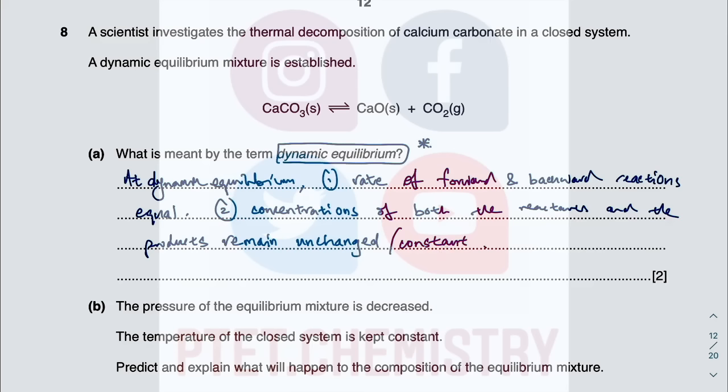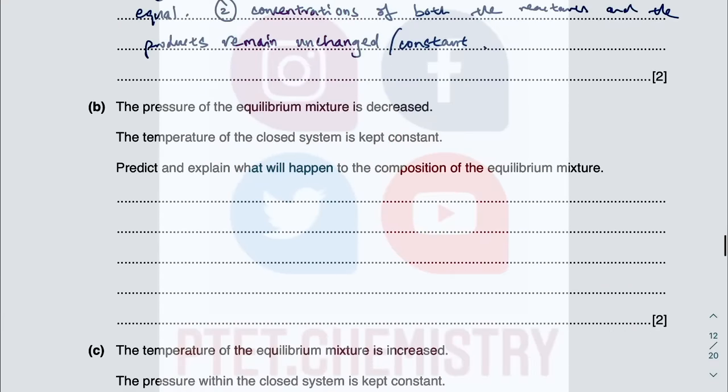Because most people thought, oh, equal what? Equal rate of forward and backward reaction. The concentration of the reactant and product might be equal. I say might be equal, but not always. So what happens always is that their concentration is unchanged or constant once they reach dynamic equilibrium. Okay, so that's very important.